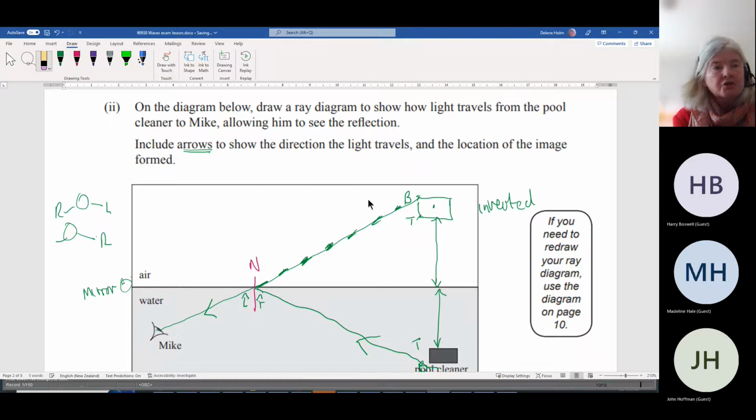Okay, so John, you said, where do they go? The dashed lines are always for the virtual. So actually, let me just tidy this up now. If I rub this out, the whole thing will go. So I'll just put my solid line there. This solid line is an actual ray of light that's coming off. The sun reaches it, it bounces off the pool cleaner, goes back up to the surface, reflects, and goes into Mike's eye. So that is a real ray of light.